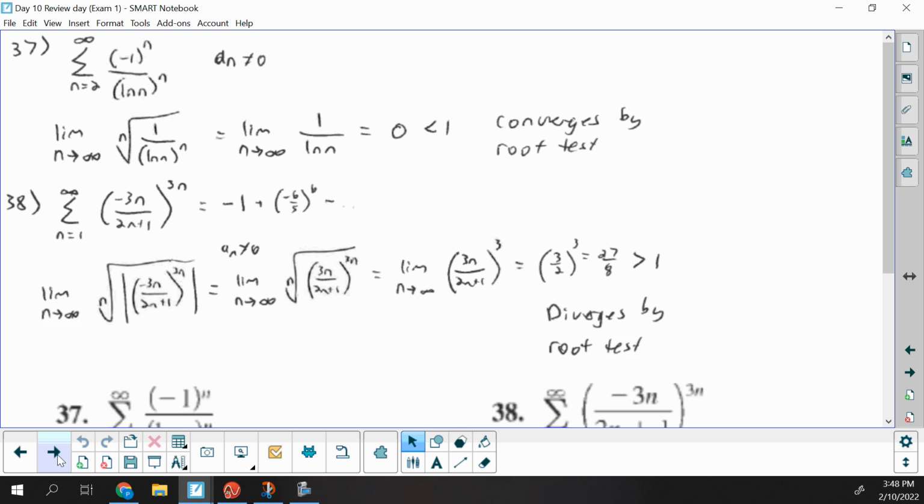When we take the nth root in 38, we get something that's cubed. But as n goes to infinity, that thing in the parentheses will approach 3 halves. 3 halves cubed is 27/8, which is bigger than 1, so we would say it diverges by the root test.